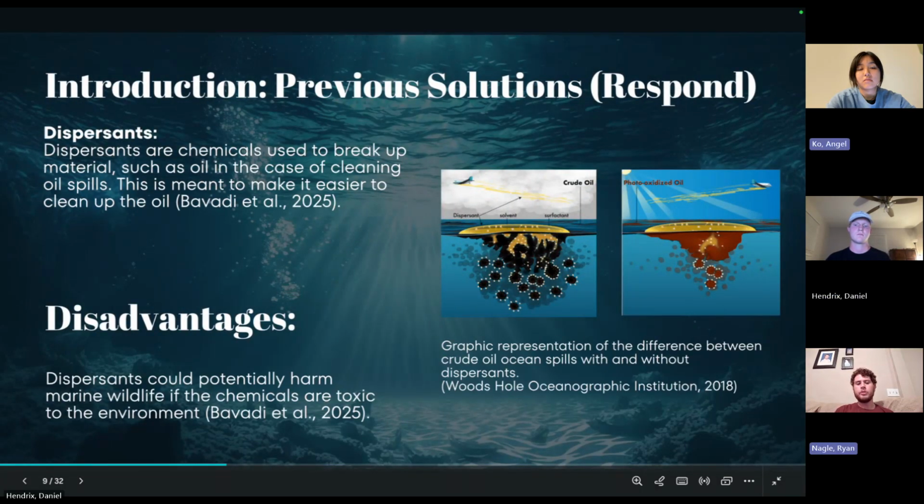One of the other solutions in terms of response is the use of dispersants. Dispersants are essentially chemicals that are used to break up material, in this case crude oil, and it makes it a lot easier to clean up said crude oil. The big disadvantage with this one, though, is that some of these chemicals used as dispersants can be toxic and harmful to sea life.